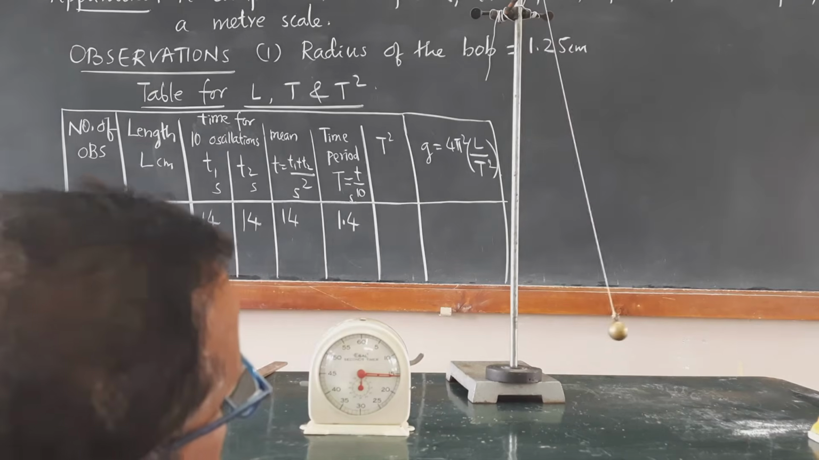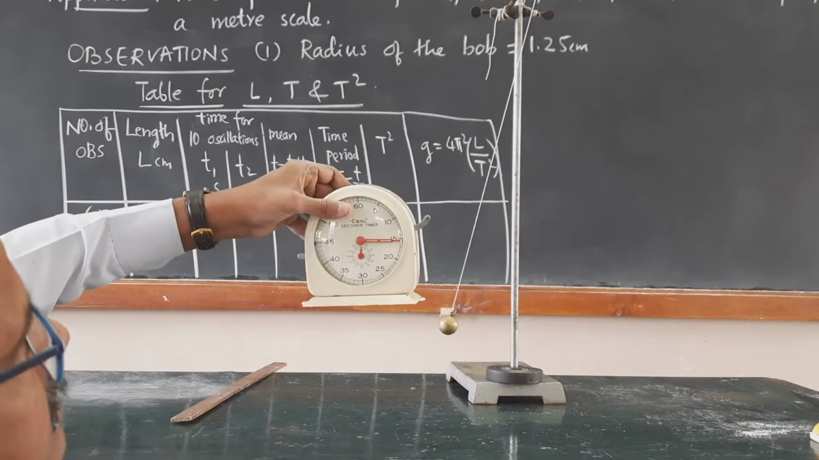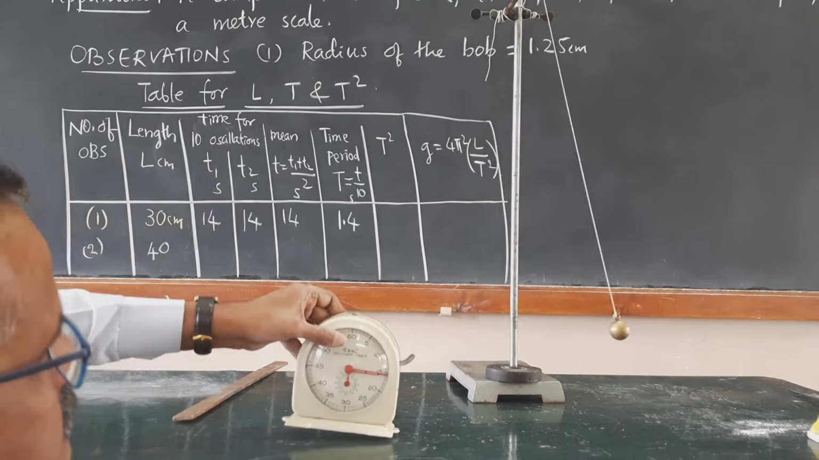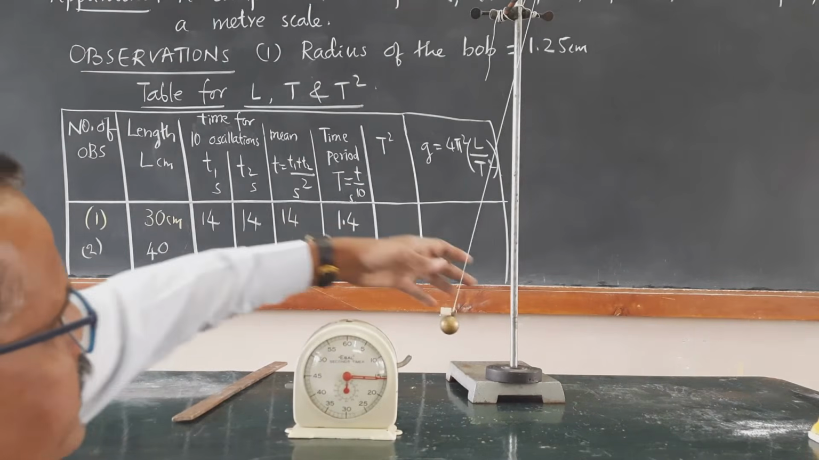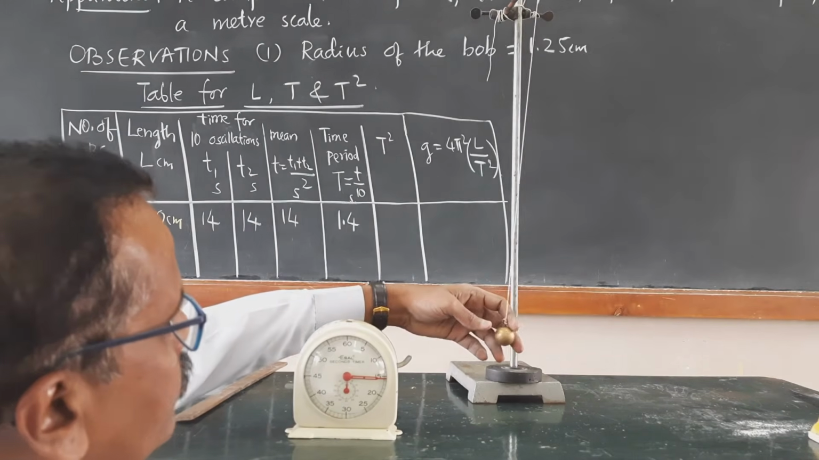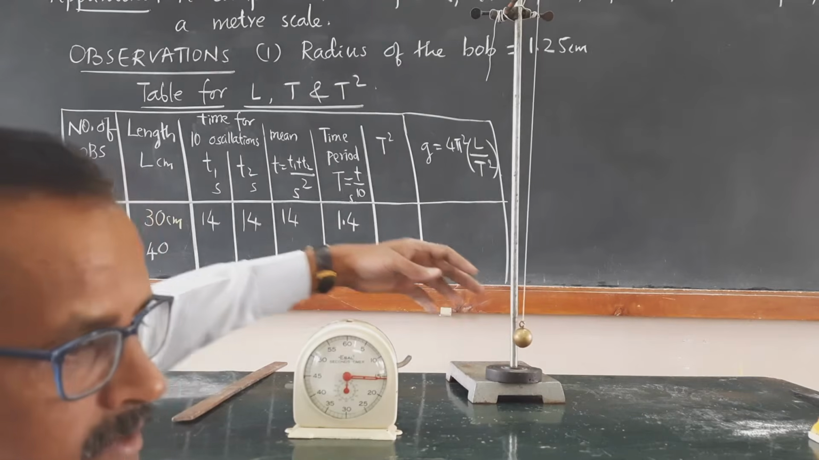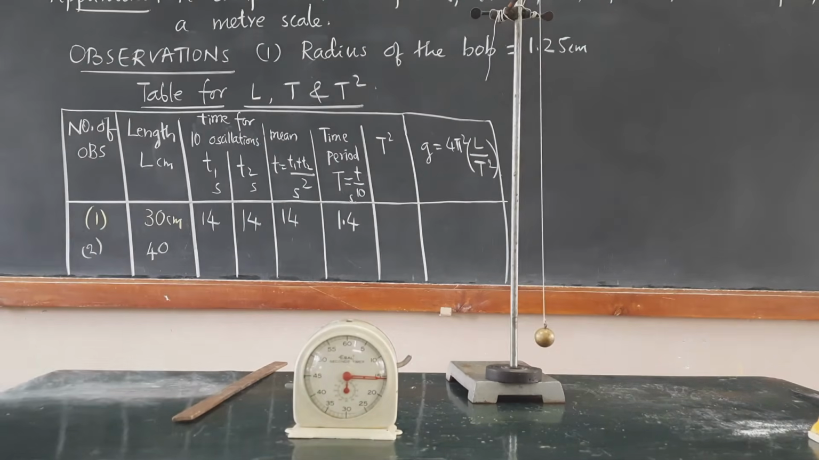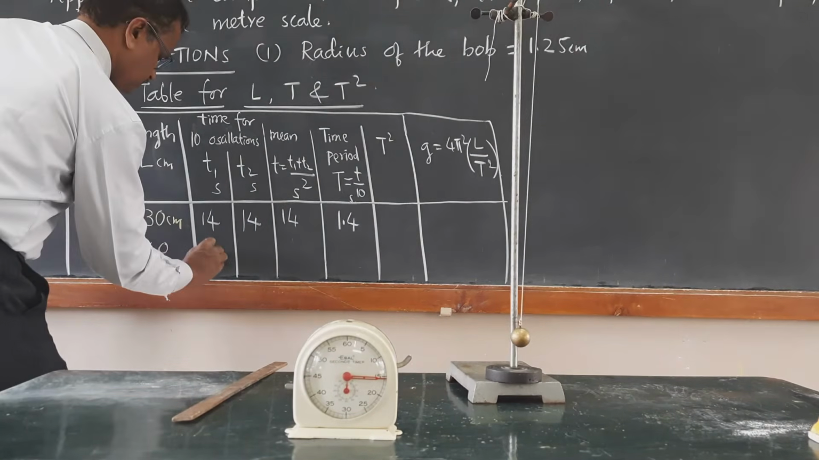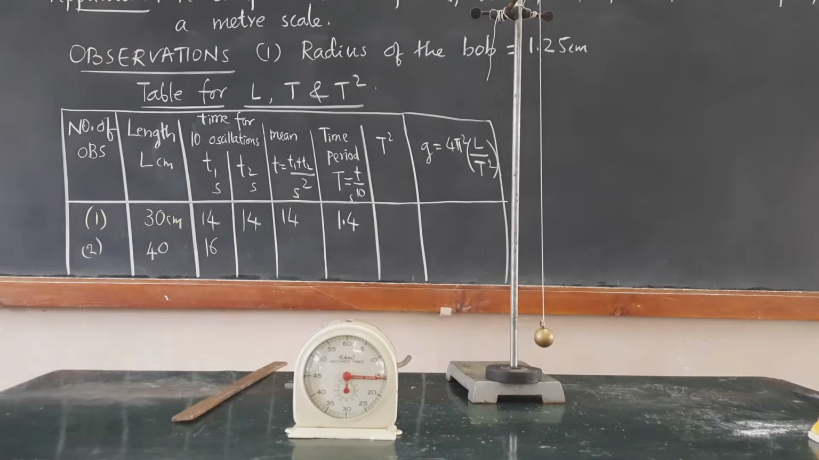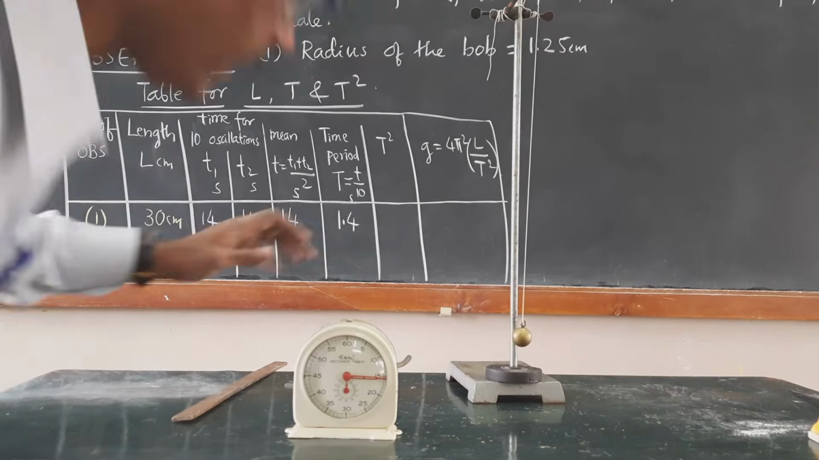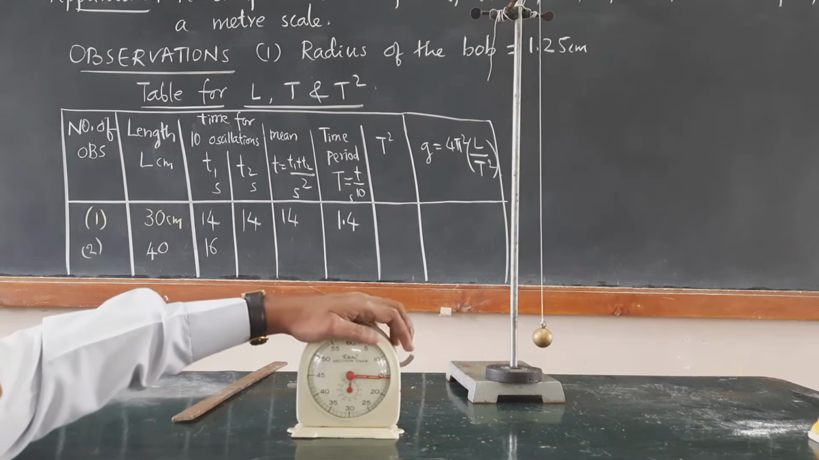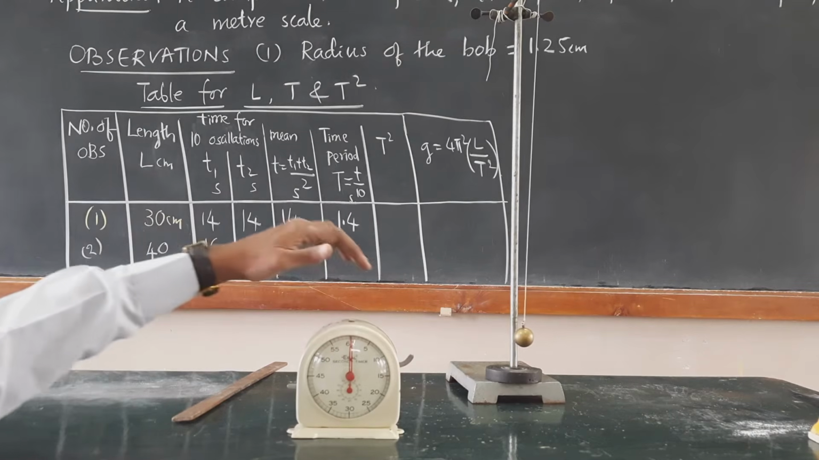So now it is showing 16 seconds. You can see here, it is showing nearly 16 seconds. So when the length is increased from 30 centimeter to 40 centimeter, it is showing 16 seconds. Now carry out the same way again for the second observation, time taken for 10 oscillations.